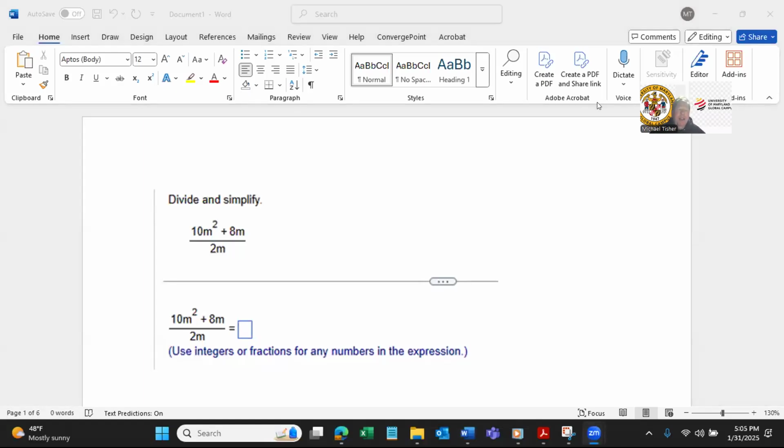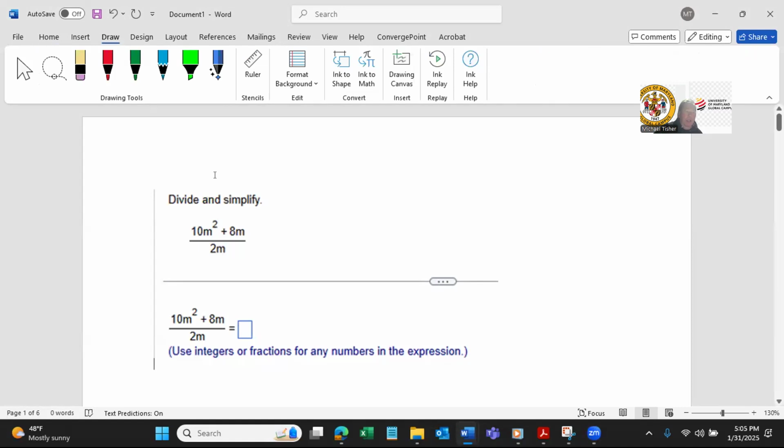Hello, everybody. Today, let's divide and simplify a couple of expressions. Here we have the expression 10m squared plus 8m all over 2m. And it says here to use integers or fractions for any numbers in the expression. All right.